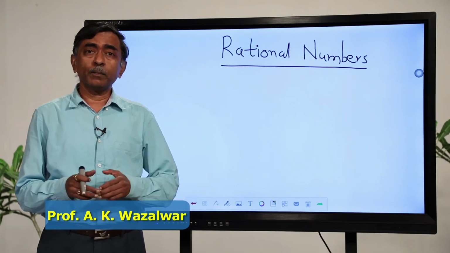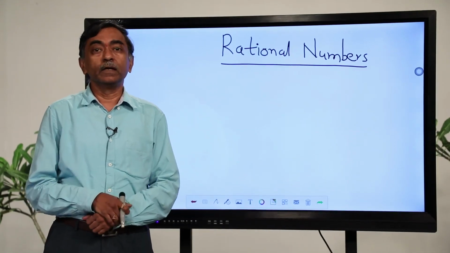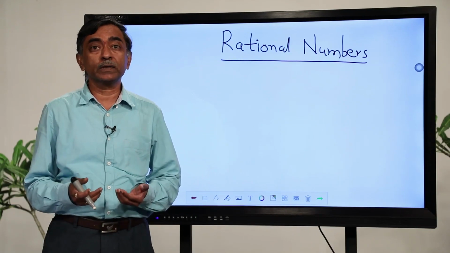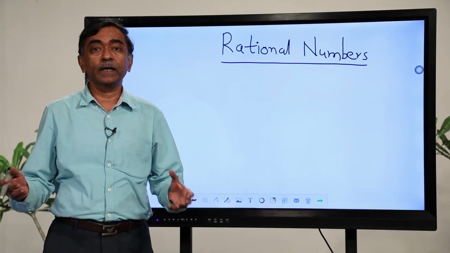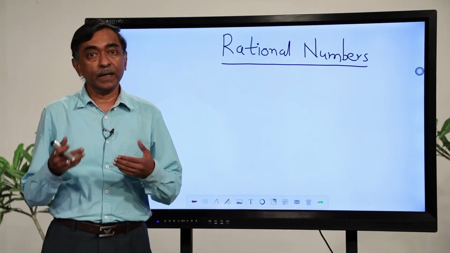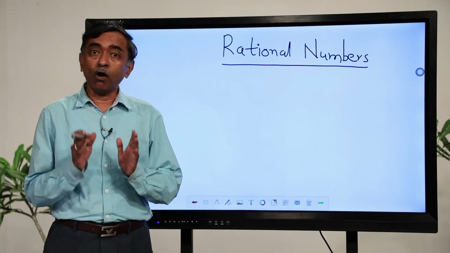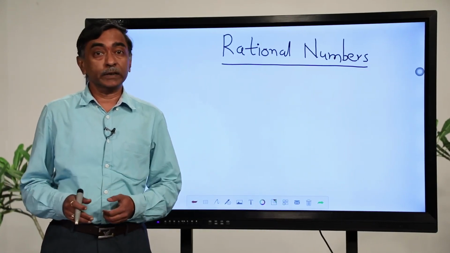Now, this is the biggest set of numbers you have studied till now. The collection of rational numbers is the biggest of all the collections of numbers you have studied, for example natural numbers, integers, whole numbers and so on. All of these are a part of rational numbers, as we have seen in our earlier sessions.